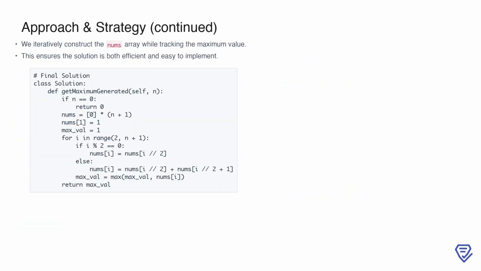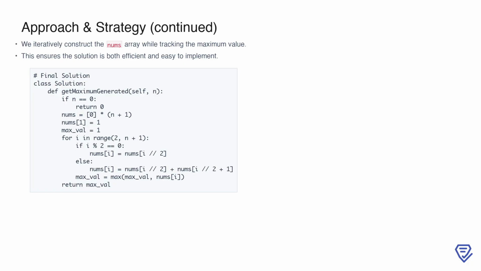The chosen solution involves iteratively constructing the nums array while keeping track of the maximum value. This ensures that the implementation is both efficient and easy to follow. The process starts by initializing the first two elements of the array and iterating through indices from 2 to n. For each index, the value of nums[i] is calculated based on whether the index is even or odd, and the maximum value is updated as we go. Finally, the maximum value is returned as the result.